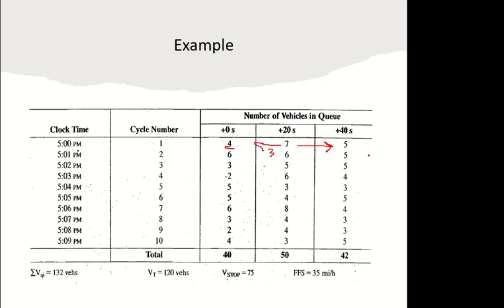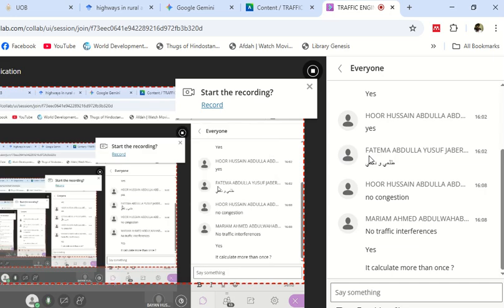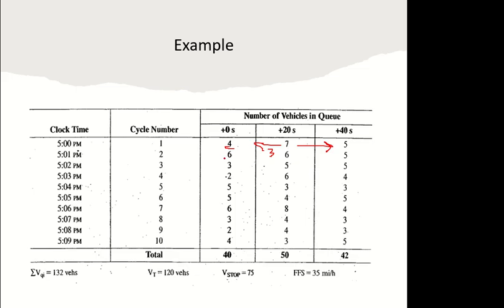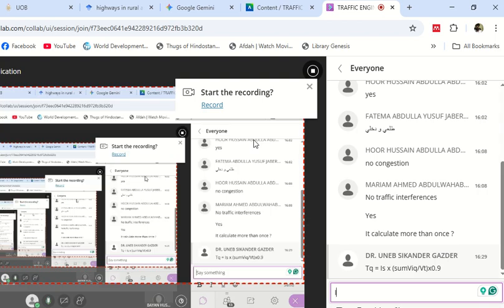Now let us move to the calculations. We have to find out the control delay. So the first thing we calculate is TQ. TQ was IS multiplied by the sum of VIQ divided by VT to 0.9. IS is the time interval, which is 20 seconds.